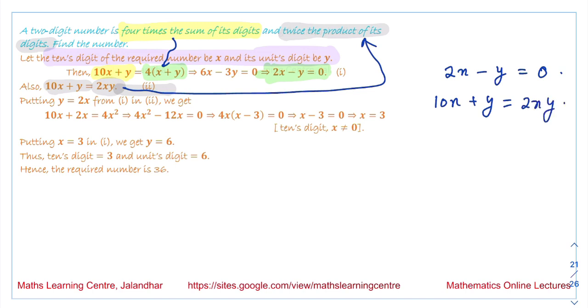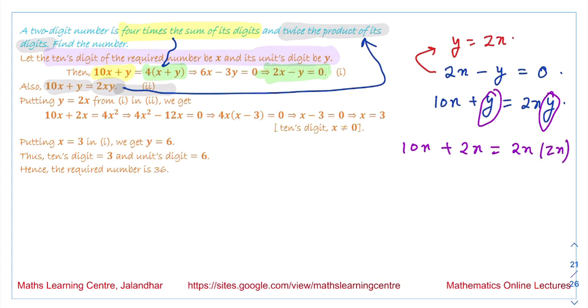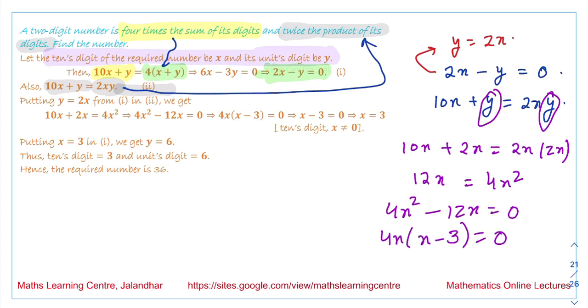Now from the first equation we have y is equal to 2x, so if we substitute this value in the second equation, in place of y we write 2x, so we get 10x plus 2x is equal to 2x into 2x. So 12x is equal to 4x square, so 4x square minus 12x is equal to 0. We take 4x common and we are left with 4x times (x minus 3) is equal to 0, so we get x is equal to 0 or x is equal to 3.